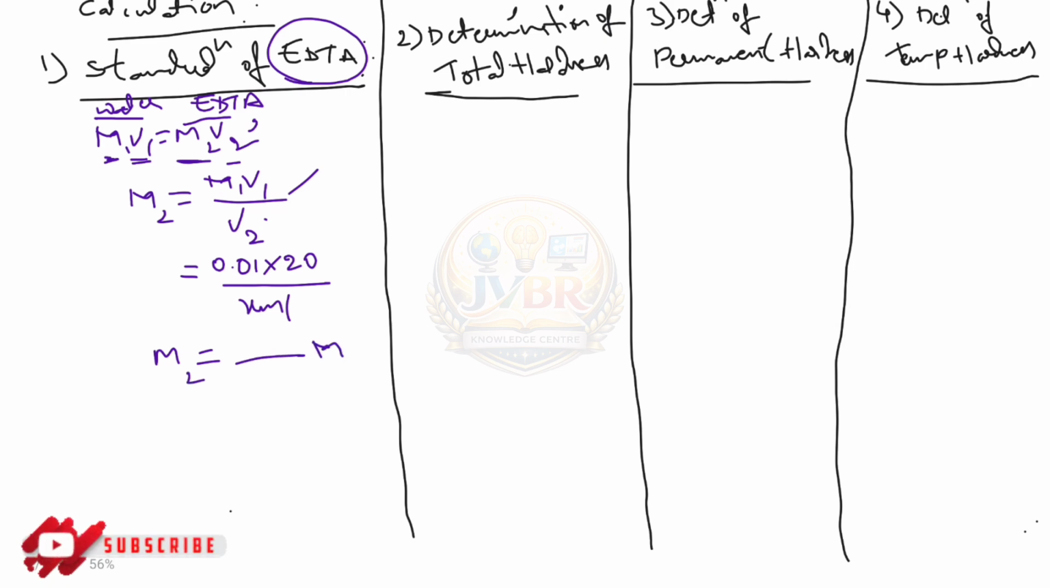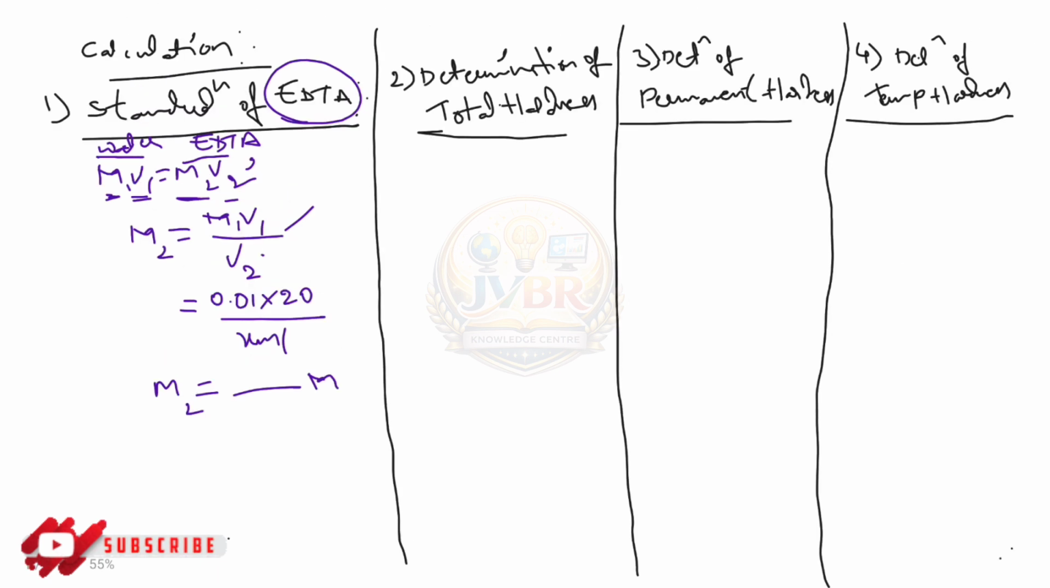Now second step, determination of total hardness of water. Same molarity formula, M3V3 is equal to M4V4. Here M3 is molarity of water sample, V3 is volume of water sample, M4 is molarity of EDTA, V4 is volume of EDTA. Now we have to determine the strength of water sample, then the amount of water sample.